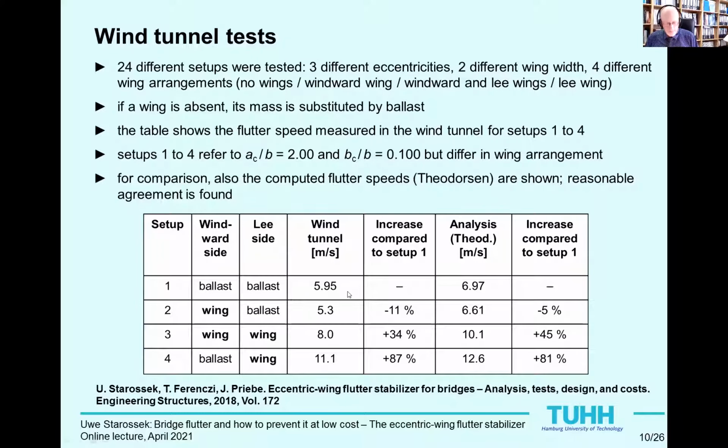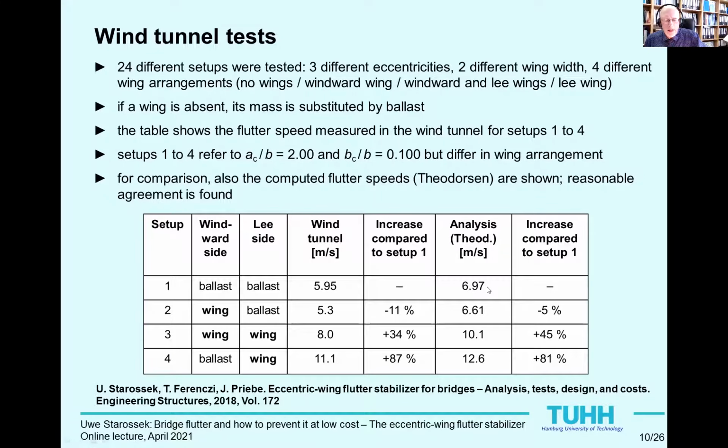The 4th column of the table shows the flutter speed measured in the wind tunnel, and the next column the relative flutter speed increase compared to the no-wing situation, that is setup 1. The flutter speeds for these test setups were also analytically predicted using Theodorsen's flutter theory. The results are shown in the next column, and the relative flutter speed increase, again compared to the no-wings situation, in the last column.